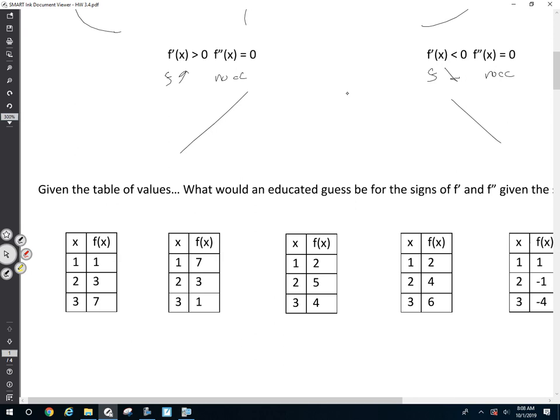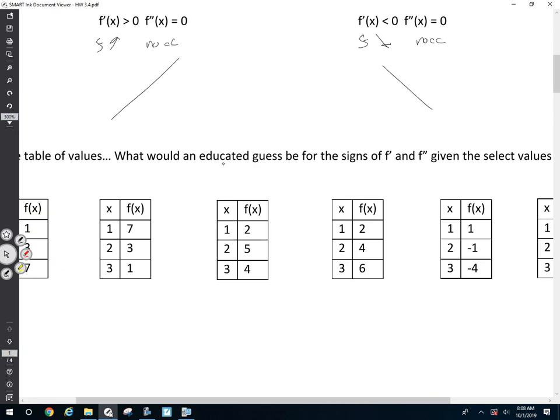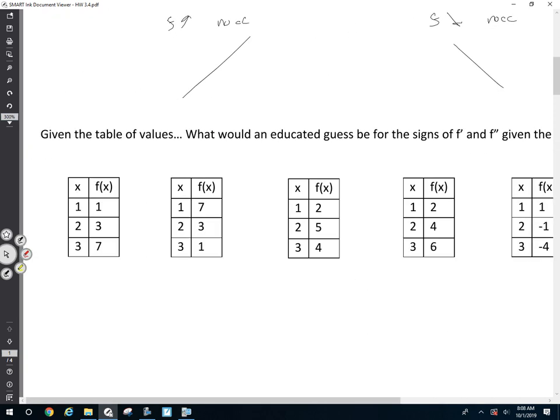All right, given the table of values, what would be an educated guess for the signs of f prime and f double prime given the select values of f? Sometimes it's helpful to kind of sketch these to see. And if I have the points 1, 1, 2, 3, 3, 7, you can see I'm increasing, but at an increasing rate. So increasing at an increasing rate. That's increasing where the derivative is increasing. This would be increasing, concave up.